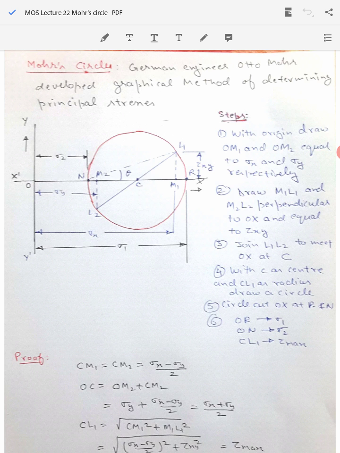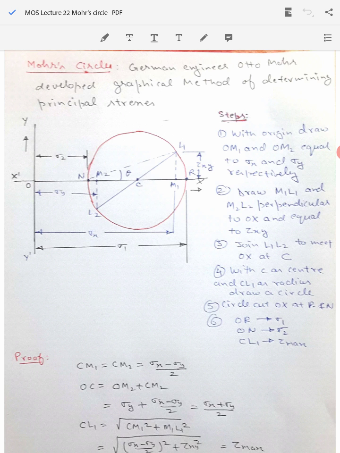This is a graphical method. Surprisingly, this method is far easier in comparison to the analytical method that we have used. A German engineer named Otto Mohr developed this graphical method. So that's why this graphical method is named after him, and it is called Mohr's circle.